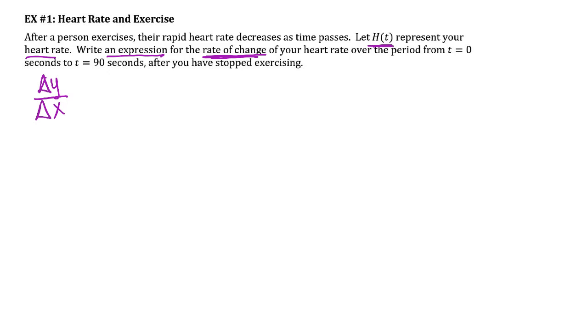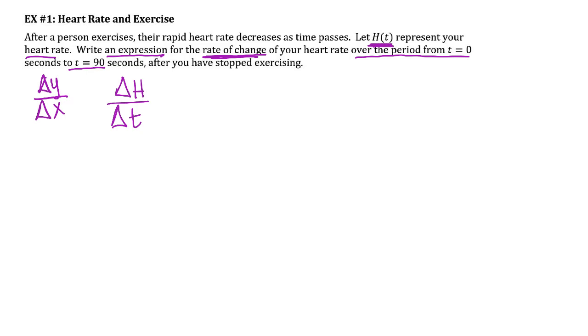Looking at our context clues, notice that our function is h at t, right? So here that's really going to translate to be change in h's over a change in t. Okay, so we've got our expression going on here. So it says write an expression for the rate of change of your heart. Now we're going to look over a period from t equals 0 seconds to t equals 90 seconds after you have stopped exercising. So how would that be represented?